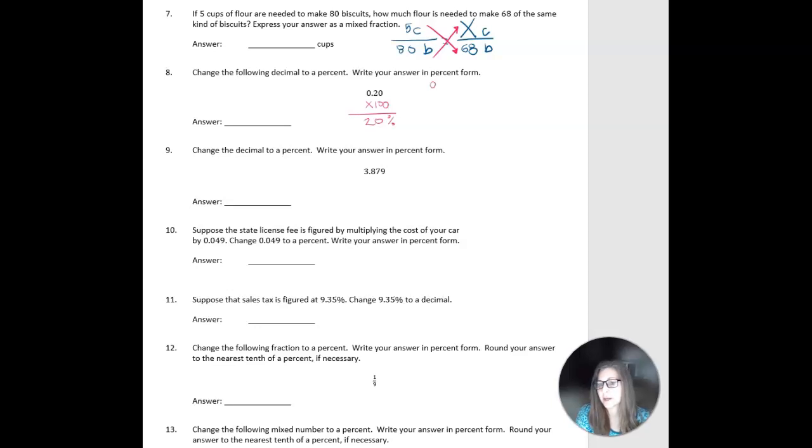And then the other way to think about it is basically multiplying by 100 is going to move that decimal 2 places to the right. So we just take the decimal where it is and go 1, 2, and it'll fall right there. And therefore our answer is 20%.